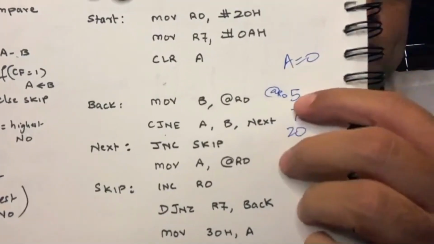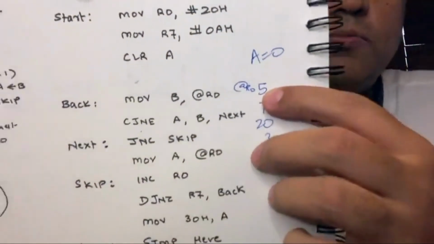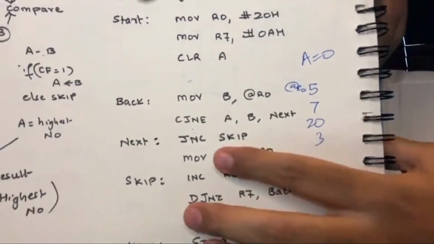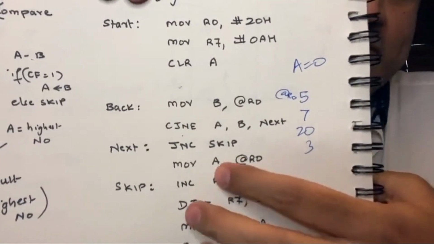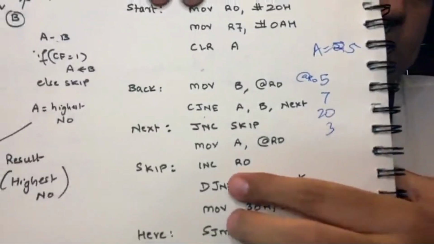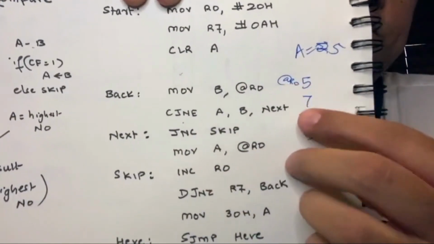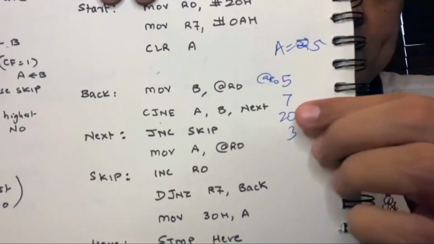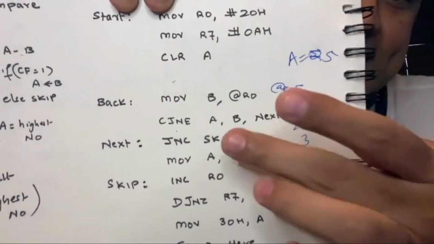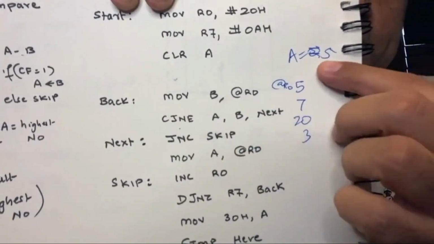A is 0. 0 minus 5, there will be a borrow, so that means there will be a carry. If there is no carry, skip, but there is a carry, so it won't jump. That means A will get the value of @R0, so A will now become 5. Are you clear? Now, when I come to skip, increment R0. So R0 is now pointing to 7. Go back. Next time, 5 minus 7, there is a carry, so it won't jump, it will copy. So A will become 7.